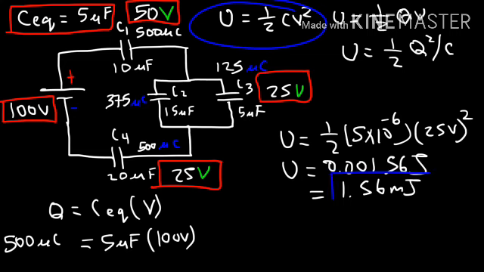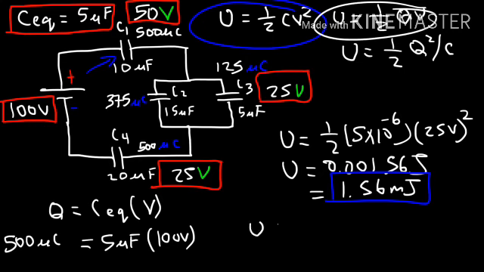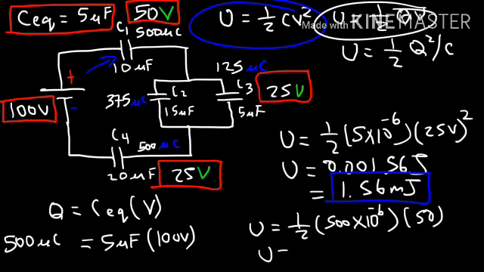Now what about the energy stored in C1? Let's find that answer as well. This time I'm going to use this equation, 1/2 QV. The charge on C1 is 500 microcoulombs, so that's 500 times 10 to the minus 6. And the voltage across it is 50 volts. So the energy stored in that capacitor is 0.0125 joules, which is 12.5 millijoules if you multiply it by 1,000.